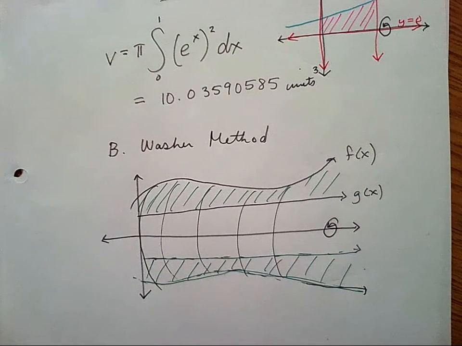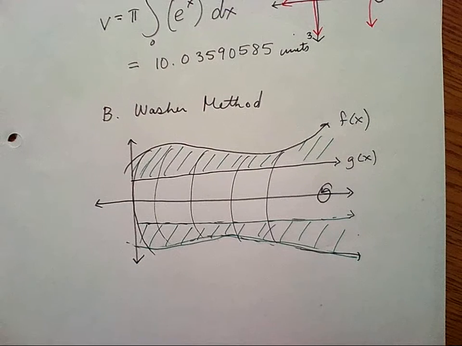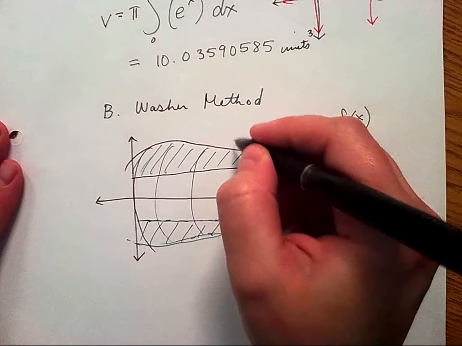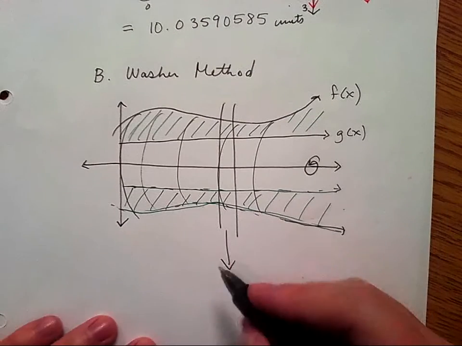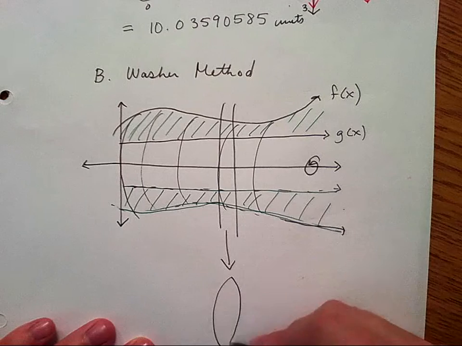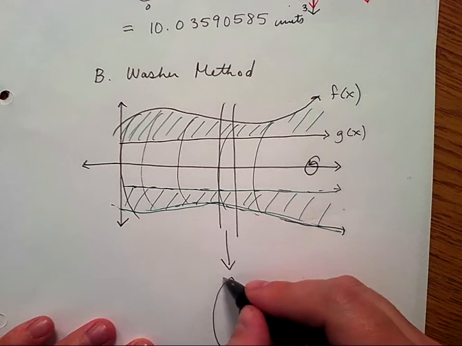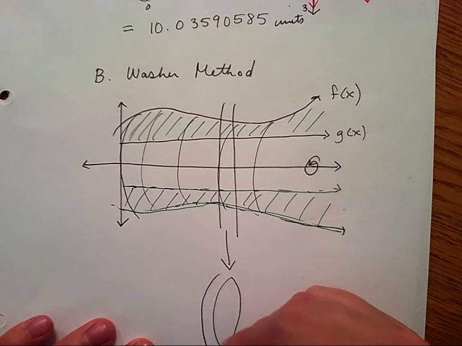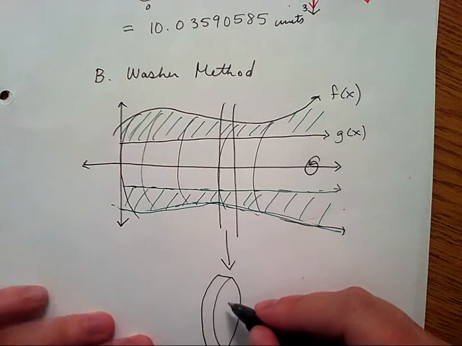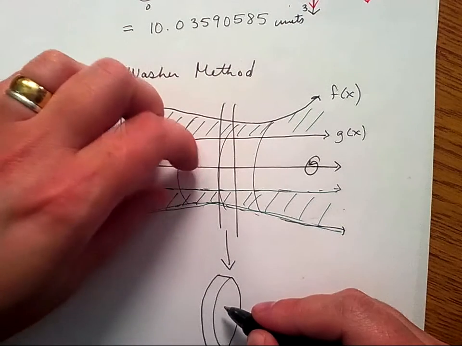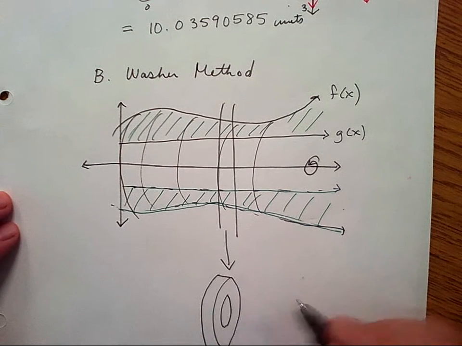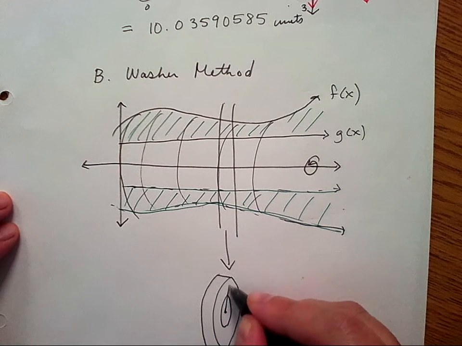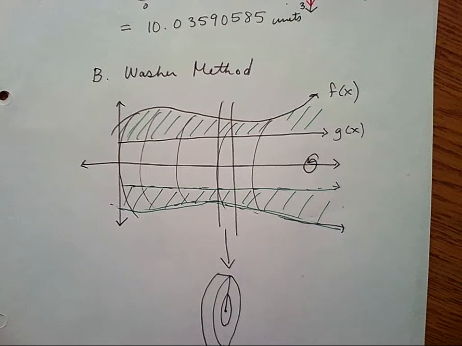Okay, so now we're going to do the same kind of thing where let's look at a slice. We'll take a slice. What does it look like? Well, it looks kind of like a cylinder, right? But it has an empty hole inside, because I'm taking that middle part out. Right? Okay, so let's figure out the volume of this.